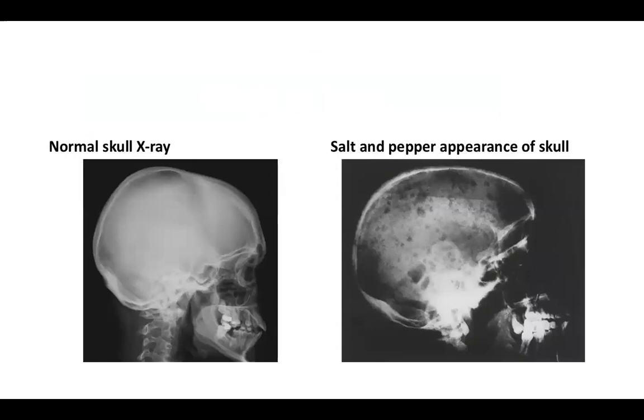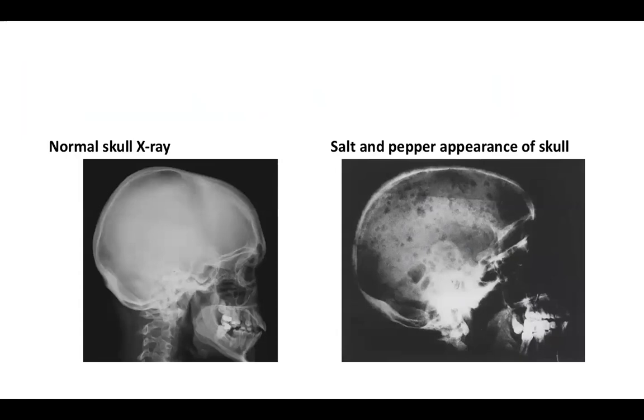So here you can see a normal skull X-ray on one side, and on the other side, an X-ray of a patient with hyperparathyroidism, and you can appreciate a salt and pepper appearance of the skull. Out in the white background, you can see radiolucent areas of various sizes which are scattered all over the skull.